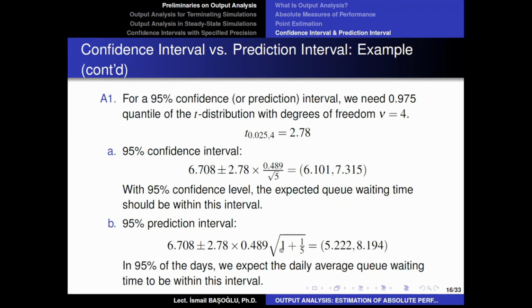So the only difference here is what? Instead of multiplying the standard deviation with the square root of 1 over the number of replications, we multiply the standard deviation with the square root of 1 plus 1 over the number of replications.